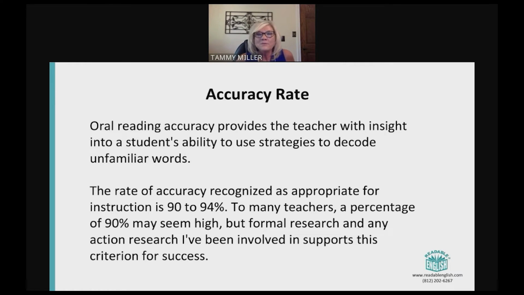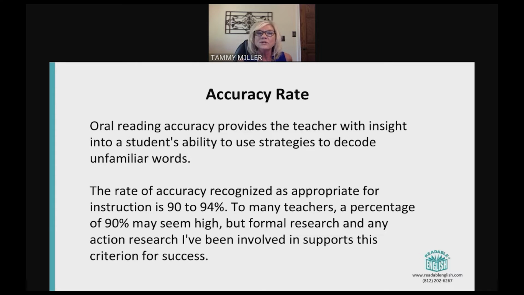The second data point is the accuracy rate. And sometimes this is overlooked. Sometimes we just really focus on that words correct per minute, but we also need to be looking at the accuracy rate. The accuracy rate is actually derived from the words correct per minute. It's this rate of accuracy that needs to be at least between 90 and 94%. And that may seem high to you, but the research supports this. And if we have students that are not in that range, then it probably is going to lead to a comprehension problem.